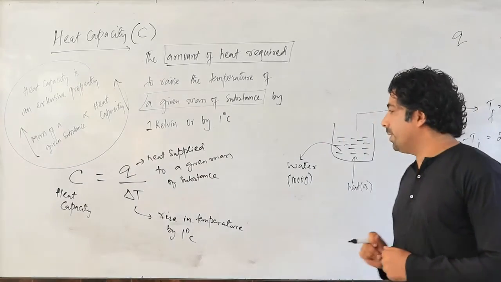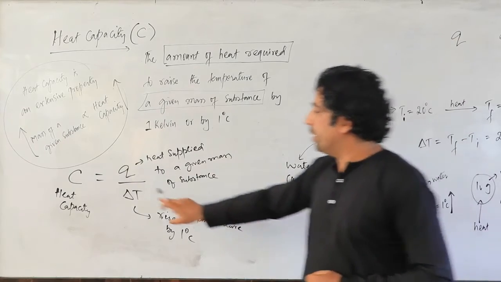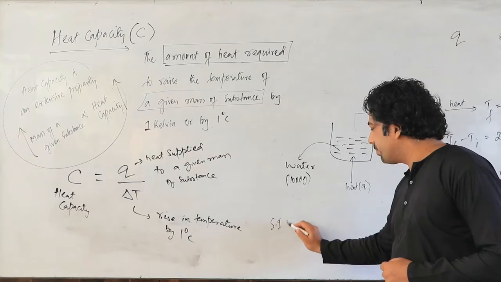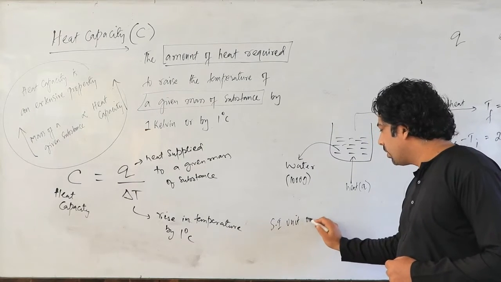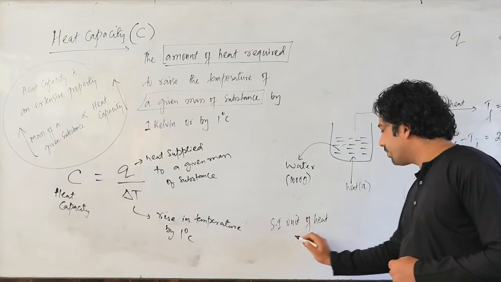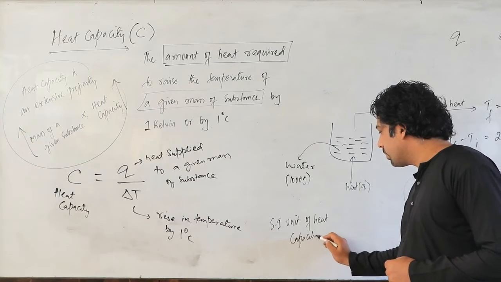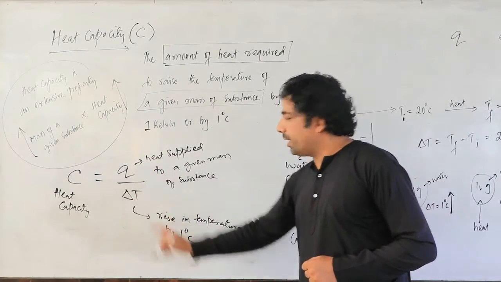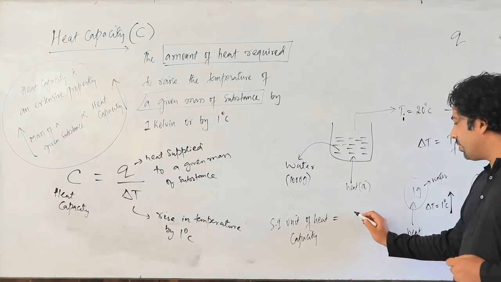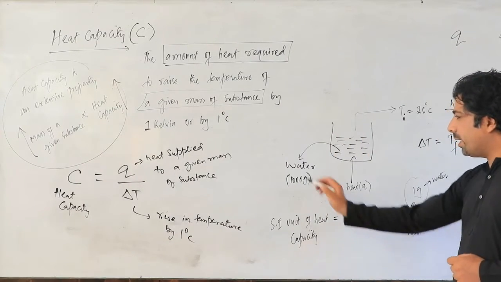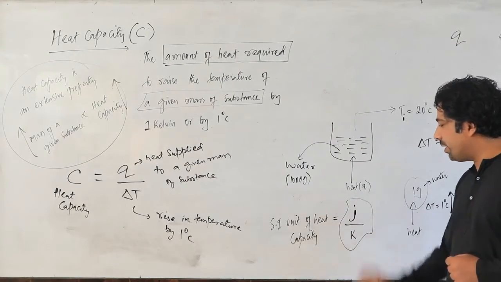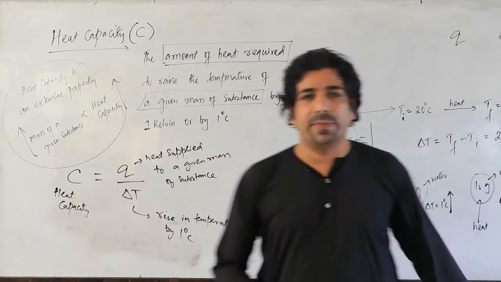And what will be the SI unit of the heat capacity? So if we talk about the SI unit of heat capacity, we know that heat capacity is equal to Q upon delta T. Q is measured in joules and delta T is the temperature measured in Kelvin. So joule per Kelvin is the SI unit of heat capacity. Please mention this particular thing.